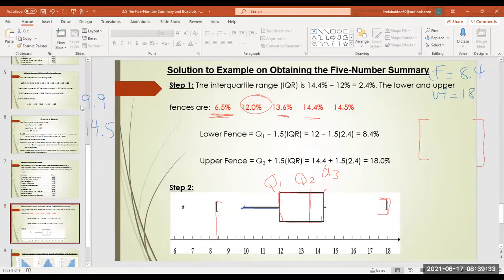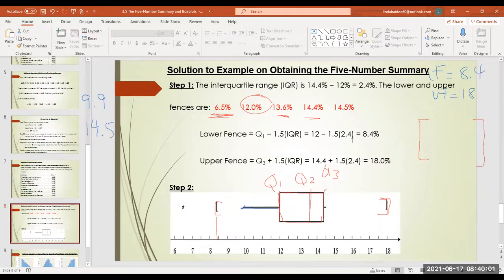And the value that was larger than the lower fence was what we got to be 9.9. So that's step 4. We were asked to look for the smallest data value that is larger than the lower fence. That's 9.9. And the largest data value that is smaller than the upper fence, we got that to be 14.5.